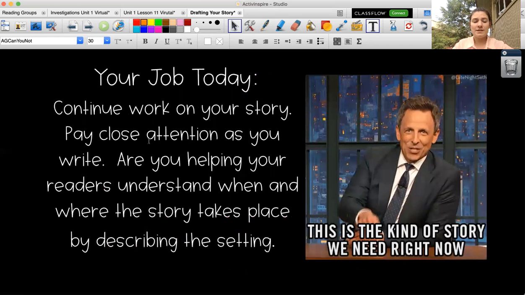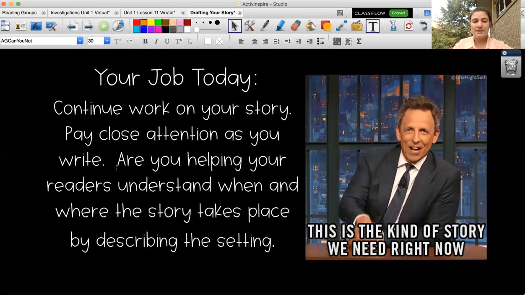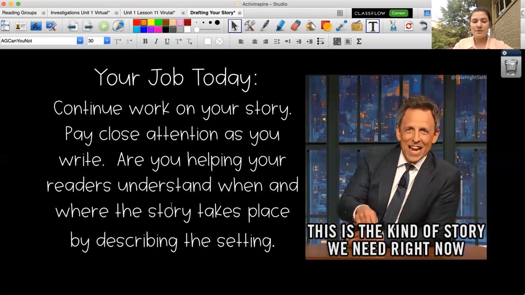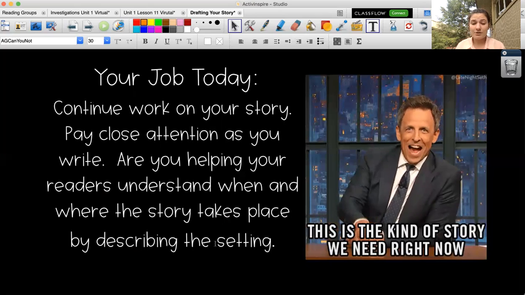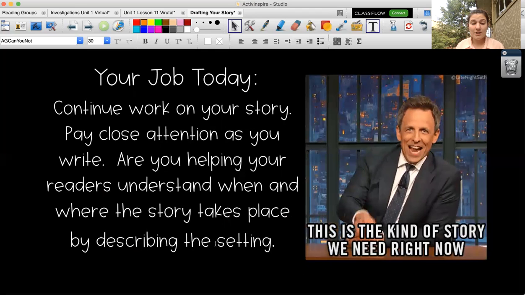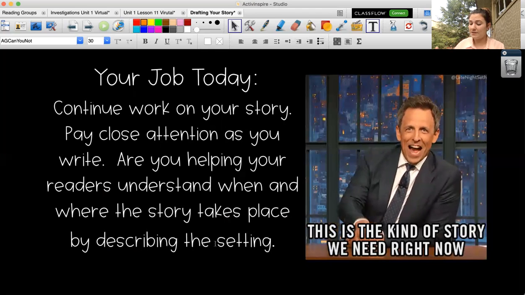So your job today is to continue to work on your story and pay close attention and make sure you add details as you write. Are you helping your reader understand when and where the story takes place by describing the setting? And just so you guys know, the setting can change within your story. So probably from scene to scene, which you should have multiple scenes by now, your character won't be in the same place for every single scene.